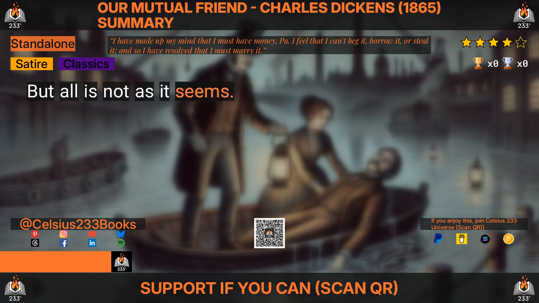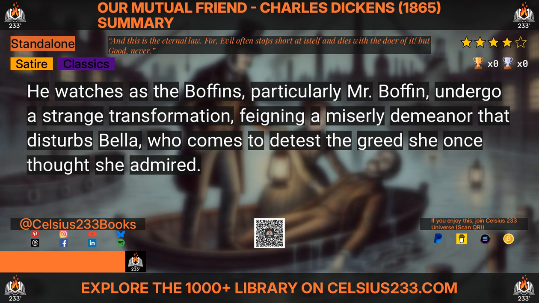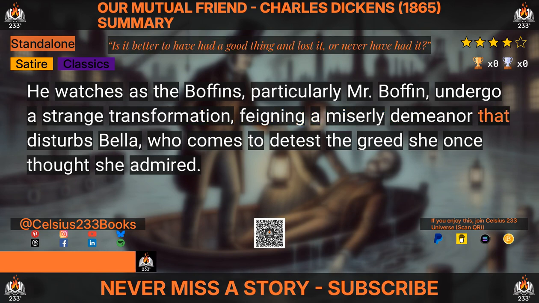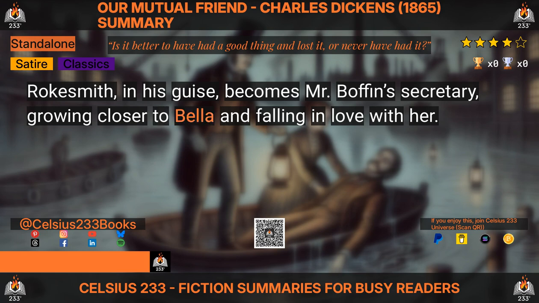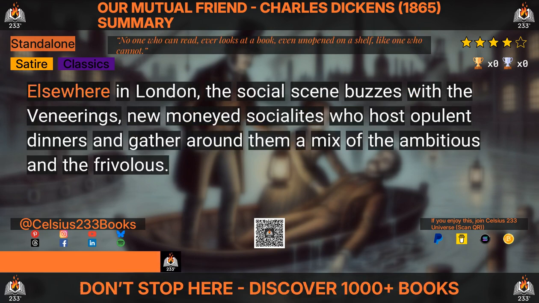But all is not as it seems. John Harmon is not dead. He has returned under the alias John Rokesmith, observing the lives of those around him, especially the Boffins and Bella Wilfer. He watches as the Boffins, particularly Mr. Boffin, undergo a strange transformation, feigning a miserly demeanor that disturbs Bella, who comes to detest the greed she once thought she admired. Rokesmith, in his guise, becomes Mr. Boffin's secretary, growing closer to Bella and falling in love with her. However, Bella is still drawn to the idea of wealth and initially views Rokesmith with disdain.